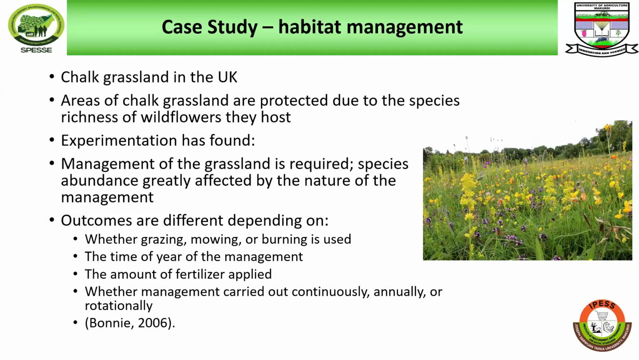A typical example is the chalk grassland in the UK. It's an area of land that is protected due to the species of the white flowers that are grown, as you can see in this picture. The management of the grassland is required. Species abundance is greatly affected by the nature of the management. So here, the management comes in with all the data to see how they can preserve these wild flowers.